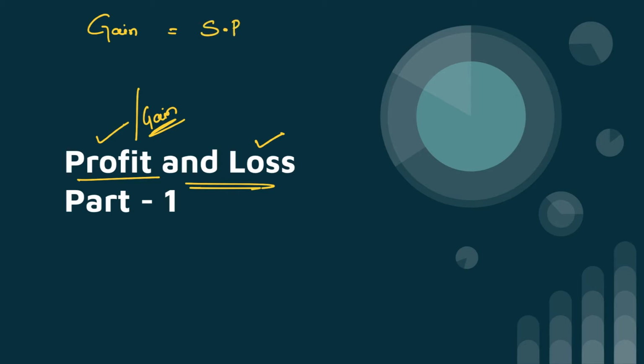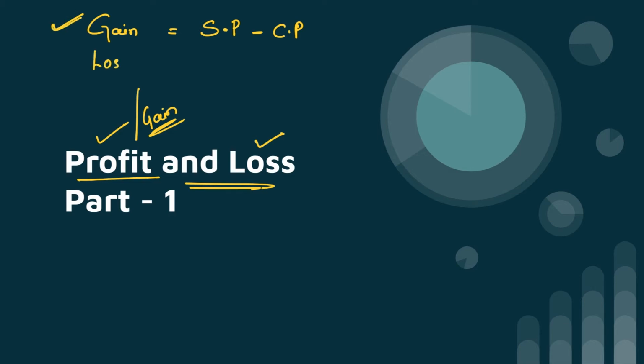So to find out how much you gained: selling price, that is the price at which you have sold, minus the cost price, the price at which you have purchased the product. If you subtract selling price minus cost price, you can find how much you gained.